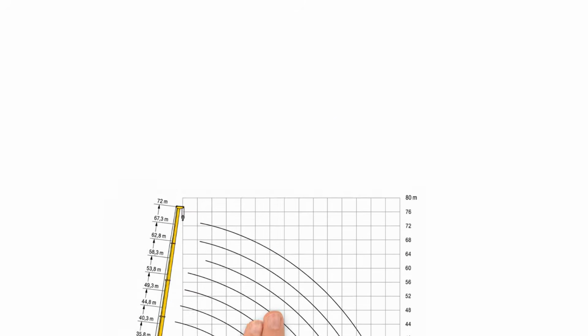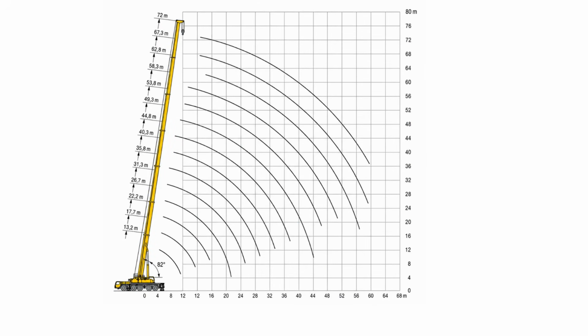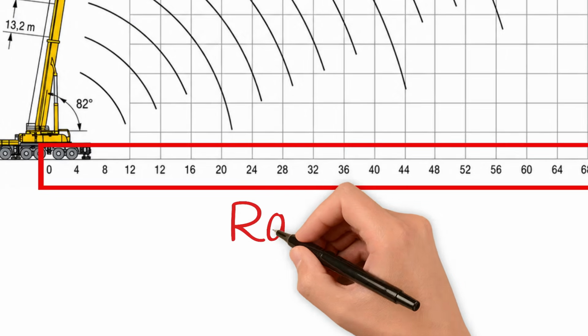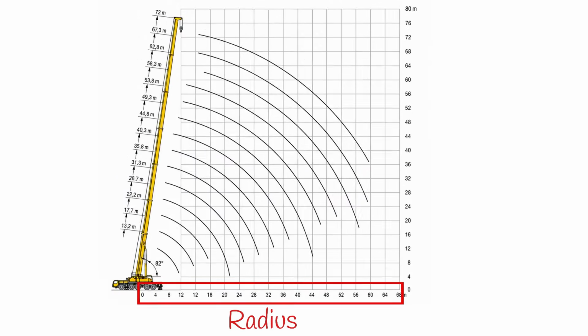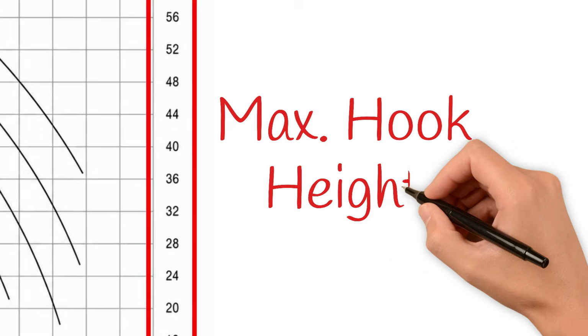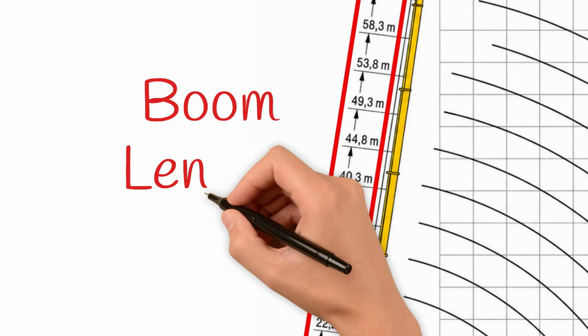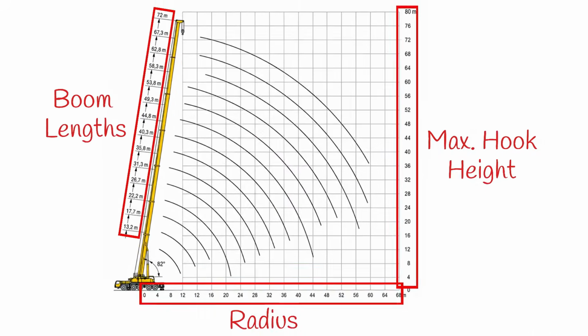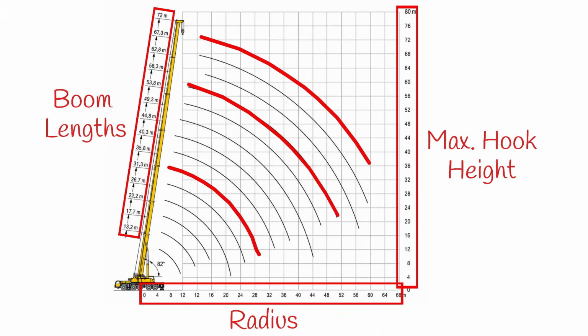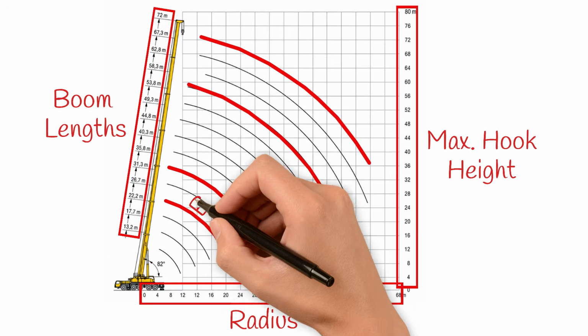Let's take a closer look at the crane range diagram. The horizontal axis represents the crane radius. The vertical axis represents the maximum hook height. This area represents the boom length. These curved lines represent different boom lengths. Each curve corresponds to a specific boom configuration.